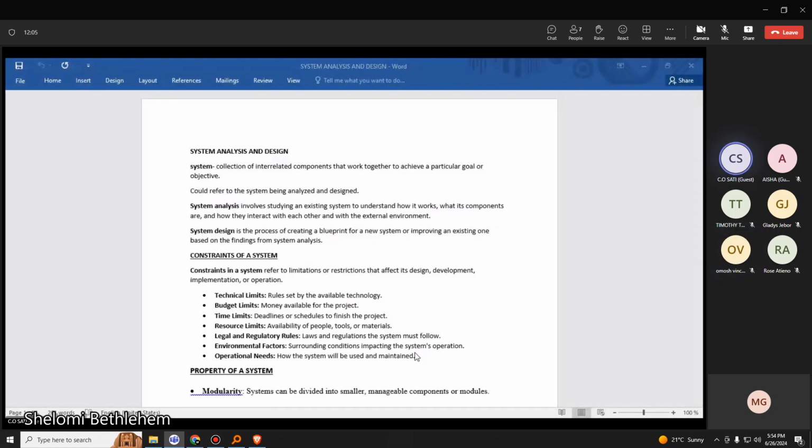Okay, thank you, Vincent. Now I'll proceed, as we have gotten the definitions of system design and system analysis. I'll now go ahead and check on the constraints of a system. A constraint in a system refers to a limitation or restriction that affects its design, development, implementation, or operation. It is just the limitation of a system. You only check on the limitations of developing a system: what restricts us when we want to develop a system?